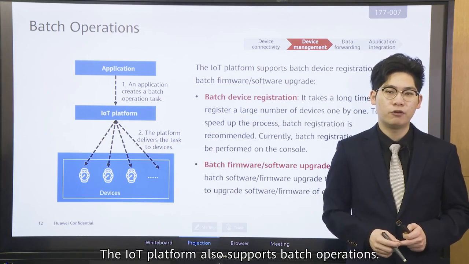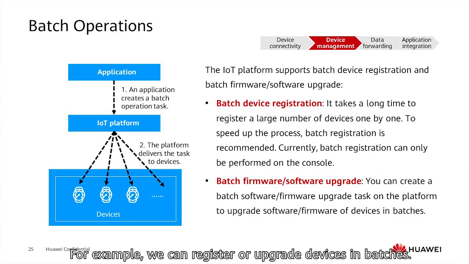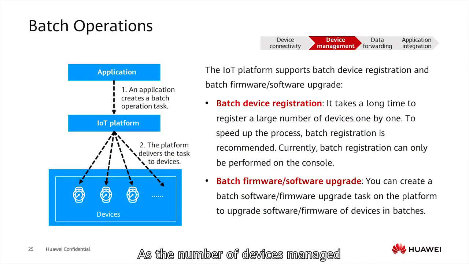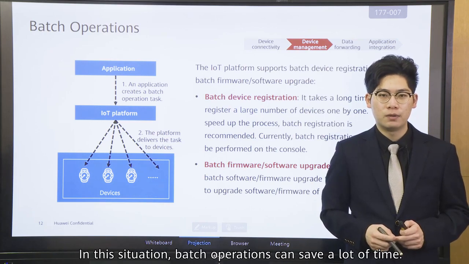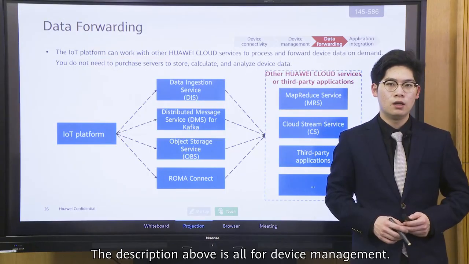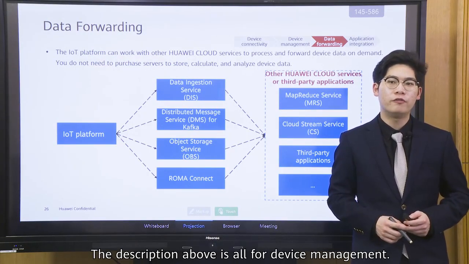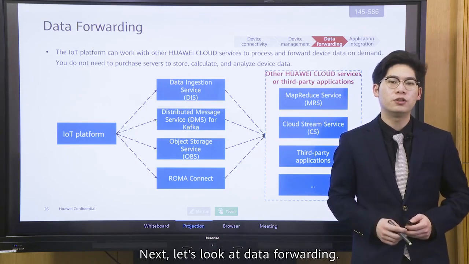The IoT platform also supports batch operations. For example, we can register or upgrade devices in batches. As the number of devices managed by the IoT platform increases, it becomes time-consuming to upgrade them one by one. In this situation, batch operations can save a lot of time. The description above is all for device management. Next, let's look at data forwarding.